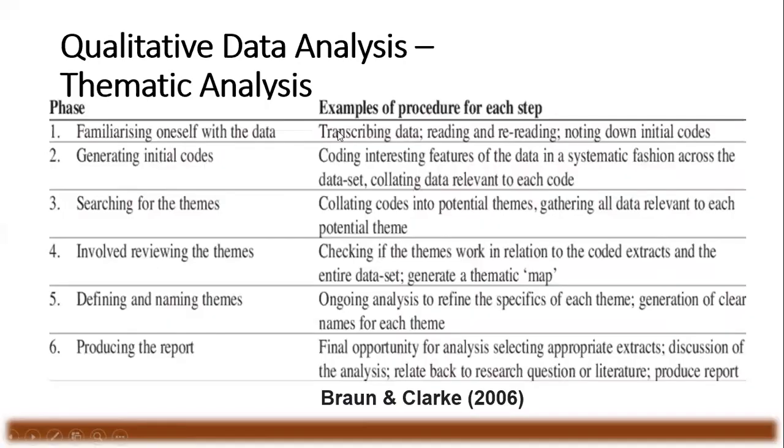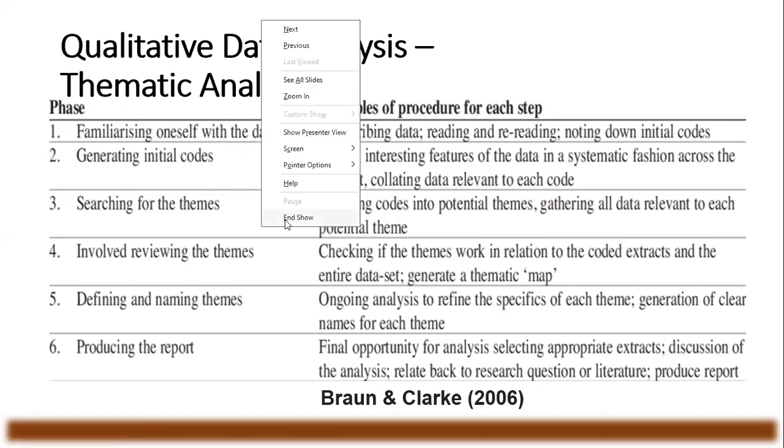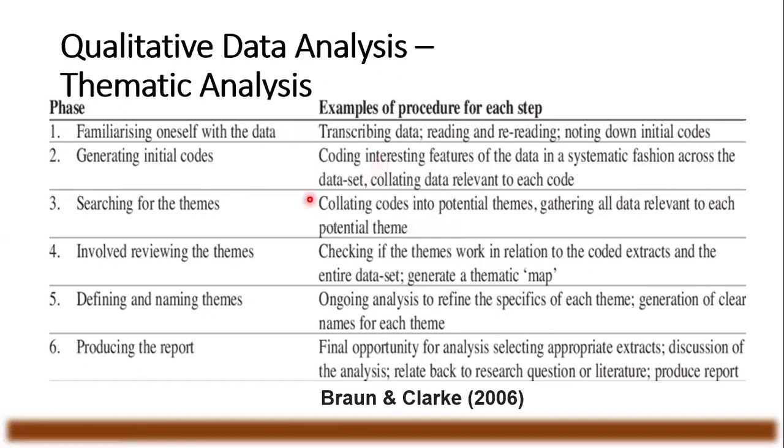What is the third step in thematic analysis? Searching for the themes. Always remember you cannot decide the codes yourself. You need to search for the themes throughout the text. You can gather your relevant data for the potential themes through the internet or through reading articles regarding those codes. So in this step, you need to search for the potential themes from the literature search, from the article search.